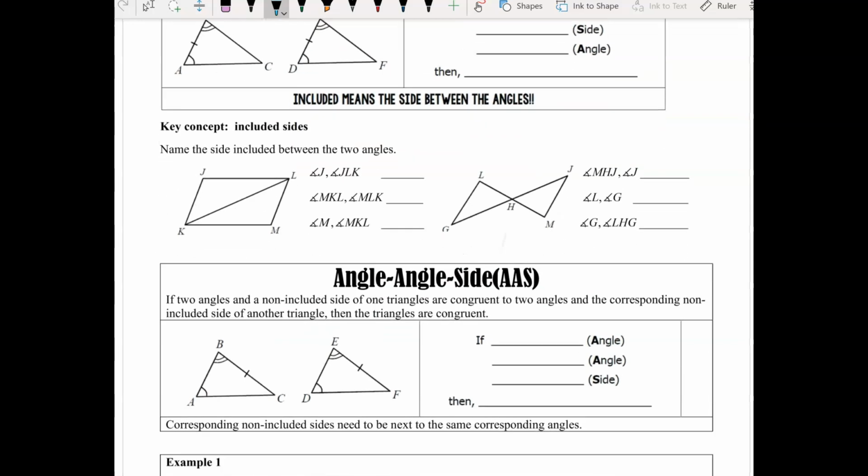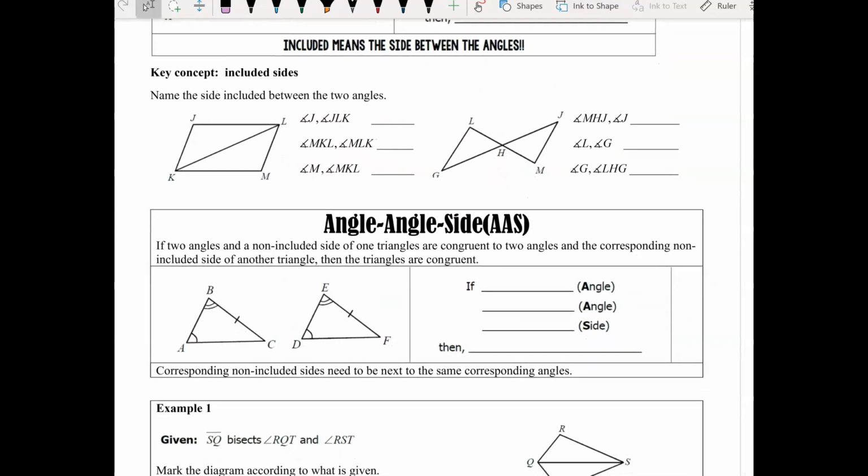Okay, now let's look at that compared to angle-angle-side. Here you see the two angles that are marked, but the side between them is not the one that is marked congruent. Instead, it's the side on the outside. So it's two consecutive angles this time, just like they are in the name, and then a side on the outside.